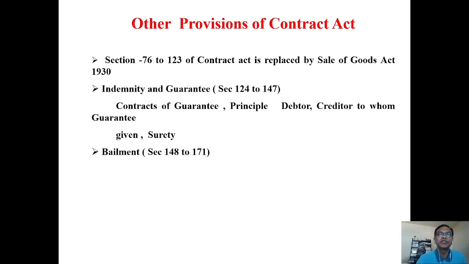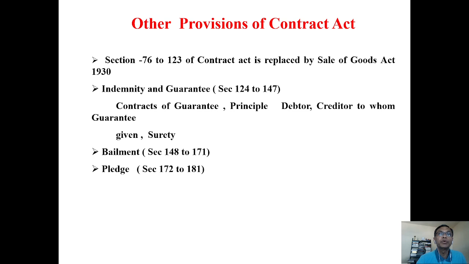Separate legislation was made because this Act was originally from 1872. In 1930, it was replaced. Otherwise, all were combined. Then there are indemnity and guarantee, because there will be certain contracts of guarantee and surety. There is a principal debtor and a creditor. You may be signing a surety somewhere. All these agreements are also governed by these sections.